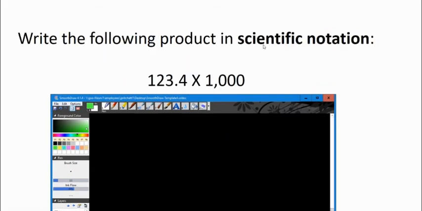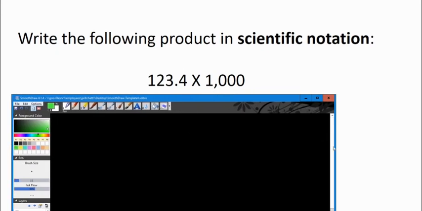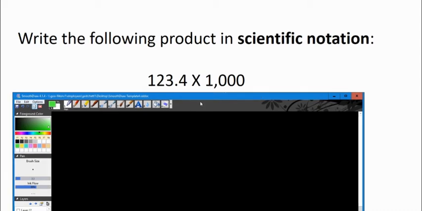Write the following product in scientific notation. Okay, well, isn't it in scientific notation already? It's not. So why isn't it already in scientific notation? Well, there's no 10 with the exponent, right? But we can do multiplication.